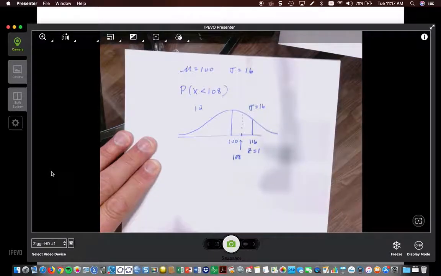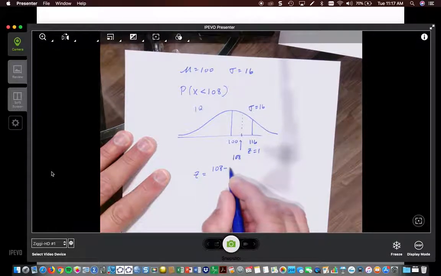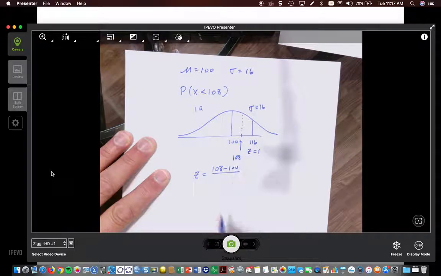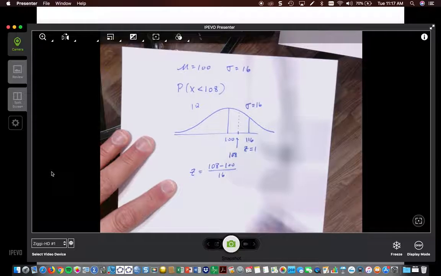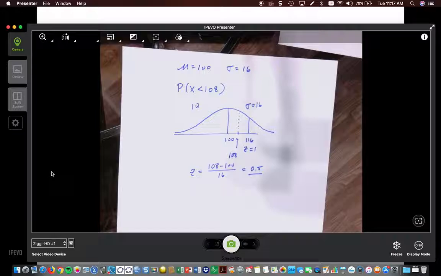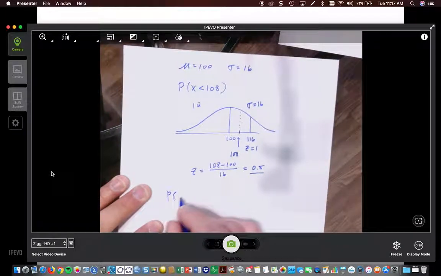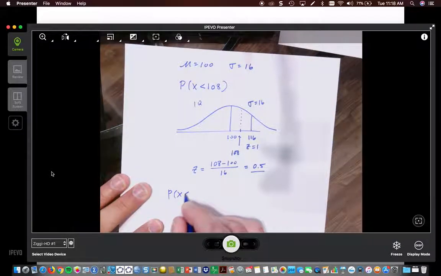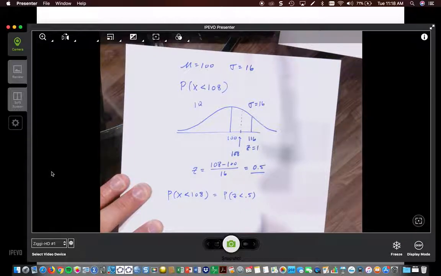Okay, what I want to calculate then is a z-score for 108. And a z-score for 108 is we take 108 minus 100, so we're 8 units above the mean, and then if we divide that by the standard deviation, I get 0.5. Okay, so 108 is 1/2 of a standard deviation above the mean. So to find the probability of getting an IQ score that is less than 108 is the same as the probability of getting a z-score that's less than 0.5.